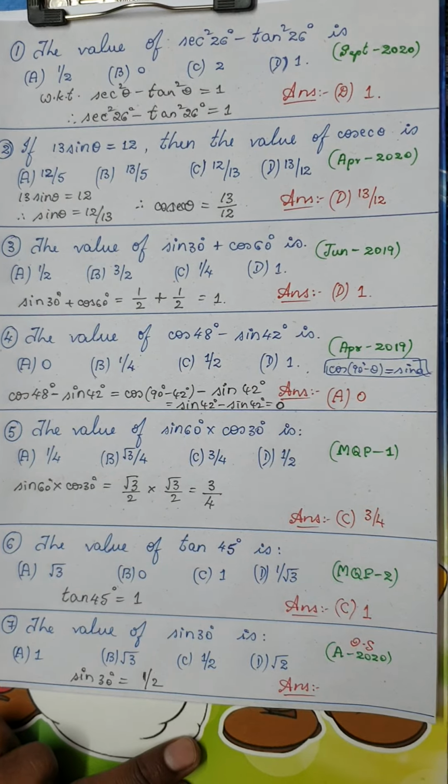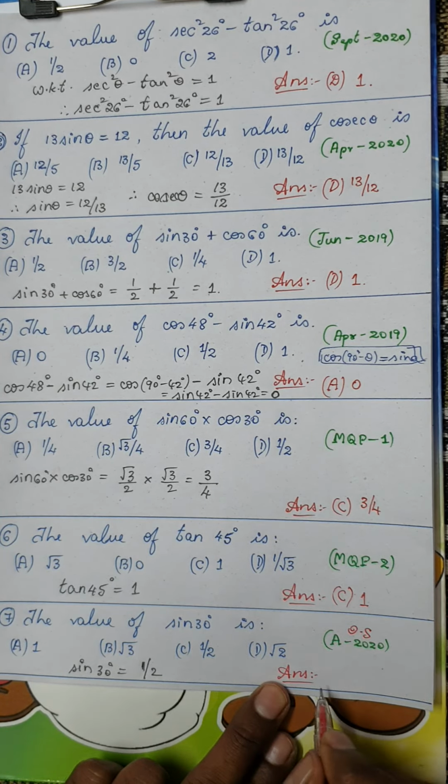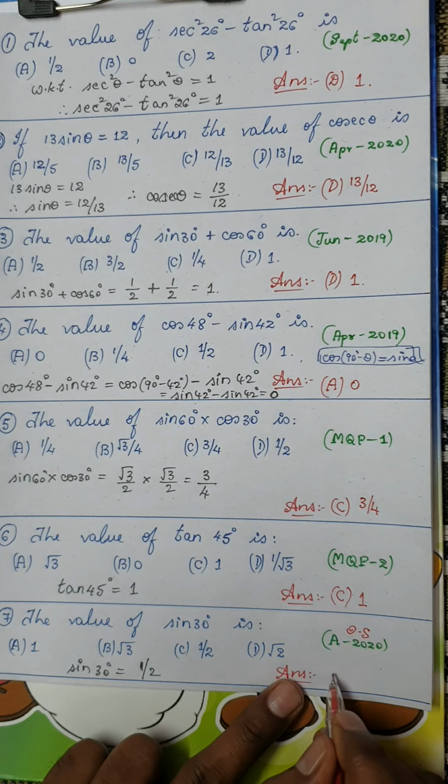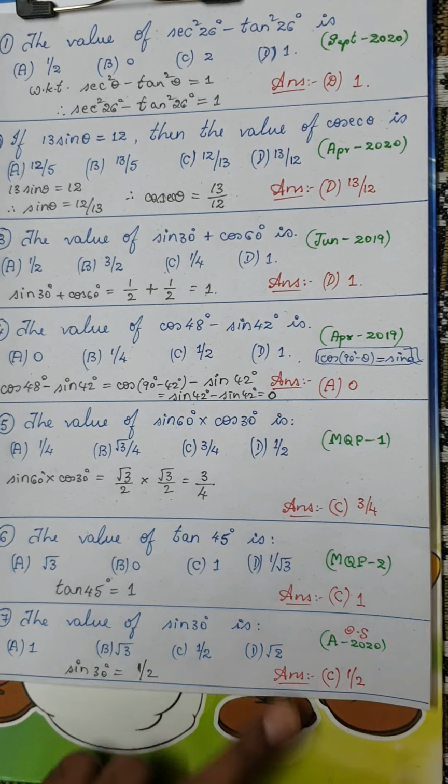So don't worry about the old syllabus here, but here the question is important. So the answer is, where do you have option C? So that is nothing but 1 divided by 2.